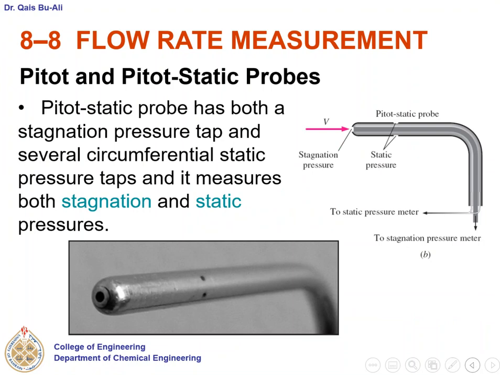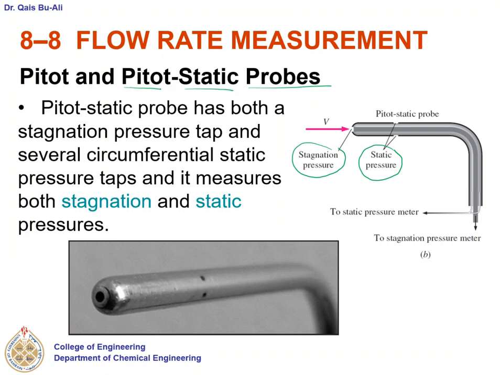Now this is another type, an enhancement of the Pitot probe. This is called a Pitot-static probe. Why is it called like that? Because now it is not just measuring the stagnation pressure, it is measuring two types of pressures. It is measuring the stagnation pressure, as in the Pitot probe, and also the static pressure. So the Pitot-static probe measures the stagnation pressure and the static pressure.